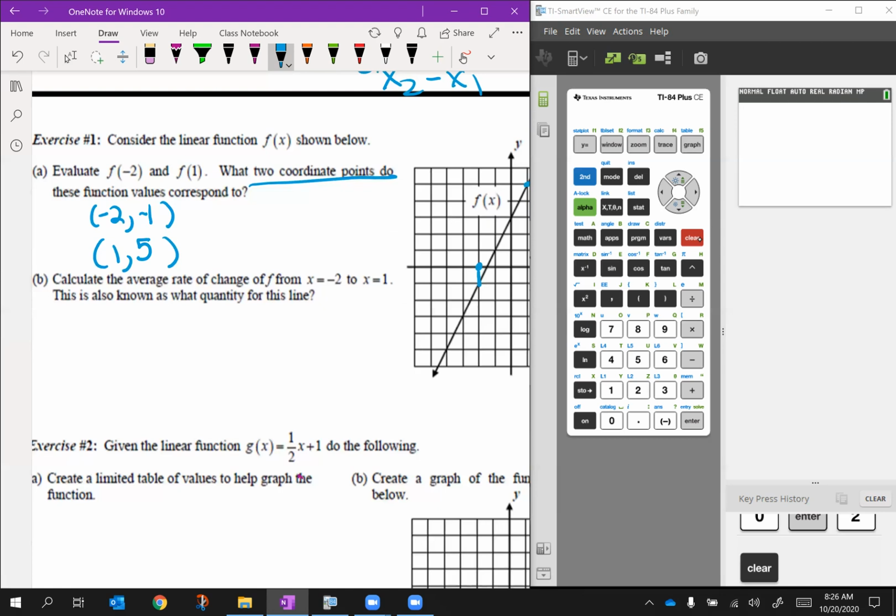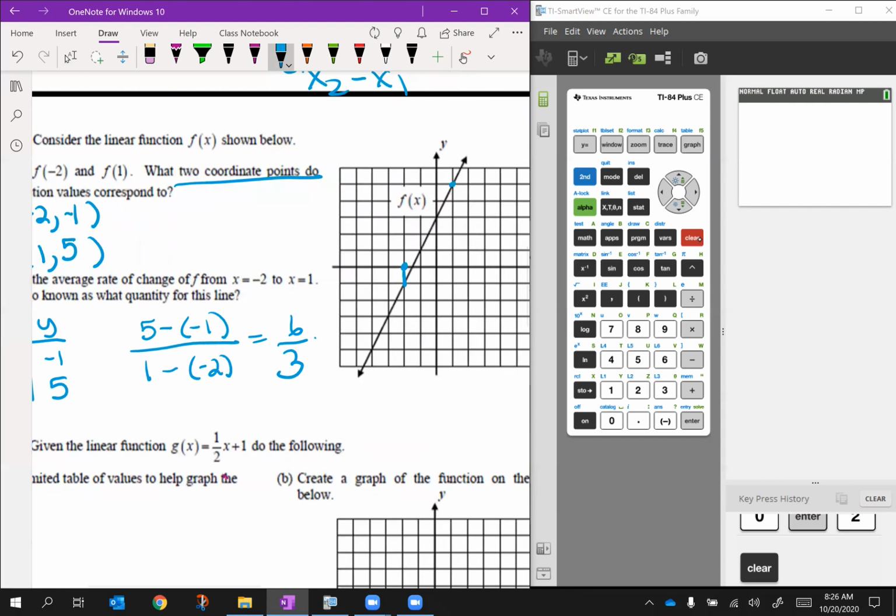Calculate the rate of change. All right, so when we do rate of change, I like to make my little table. X, y: -2, -1, 1, 5. Change in y, 5 minus -1 over, if I start with a 5, I have to start with a 1, 1 minus -2. 5 plus 1 is 6. 1 plus 2 is 3. The rate of change is 2.